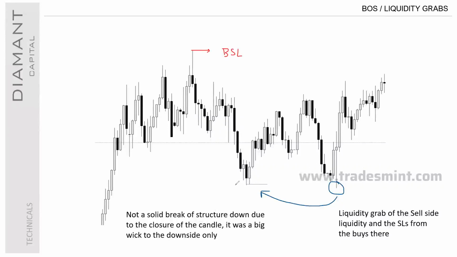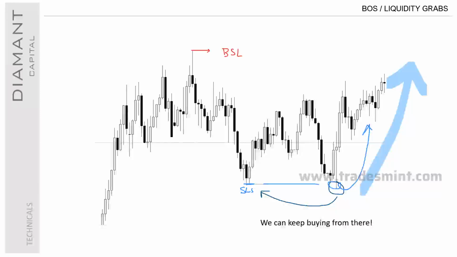Rather, we got a liquidity grab of the sell side liquidity instead. And therefore, what happened? This move wiped out all of the stop losses that were right at the bottom there. As soon as that happened, the market reversed and started to move to the upside. And that's exactly what we started seeing there. Buying kept on happening and Euro USD just kept on buying up.